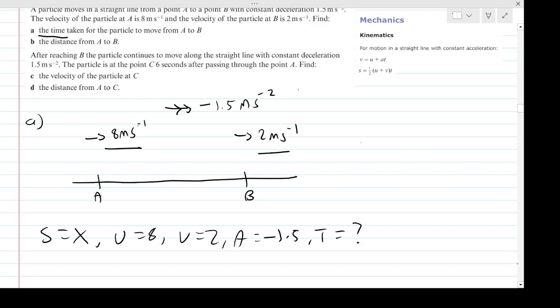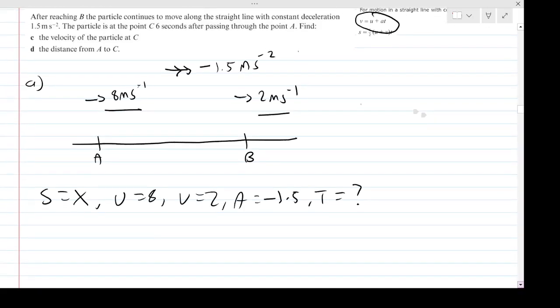Because I don't care about S, the displacement, which formula does not include S? Well, it's V equals U plus AT. So I want to find T. If I sub my values in, then V, which is 2, equals U, which is 8, plus AT, so minus 1.5 lots of T. Then I solve for T.